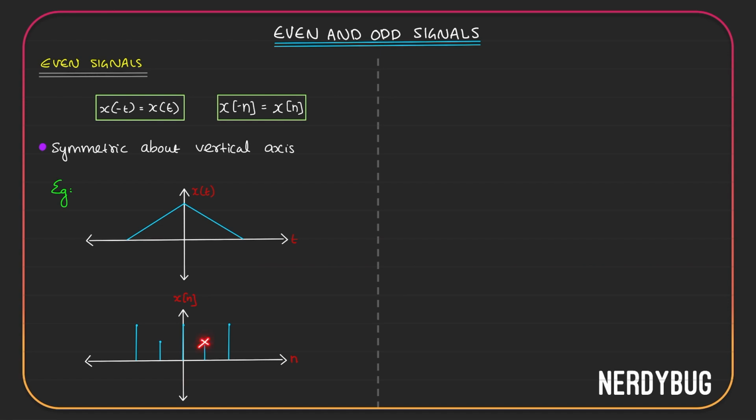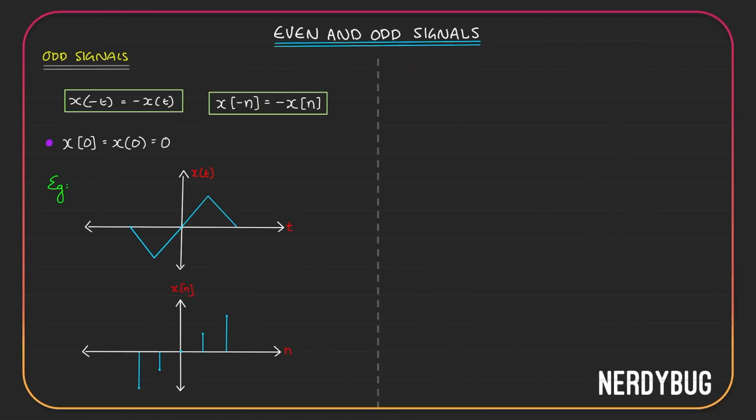What do we have here? At 1 we have this value, at minus 1 we have the same value. At 2 we have this value, at minus 2 we have the same value. So this signal is also even. And obviously, if a signal is even, it will be symmetric about the vertical axis because on both sides we want the exact same values.